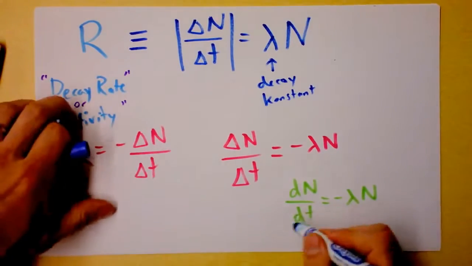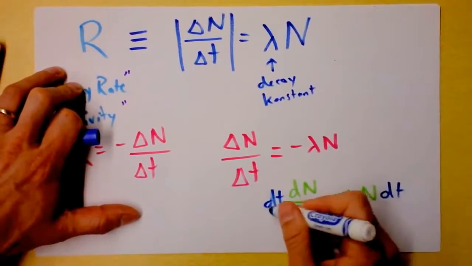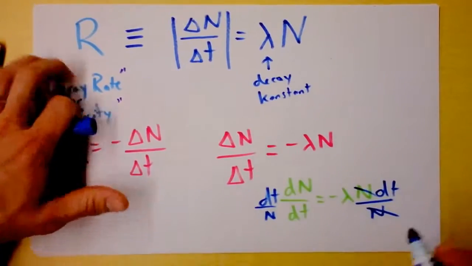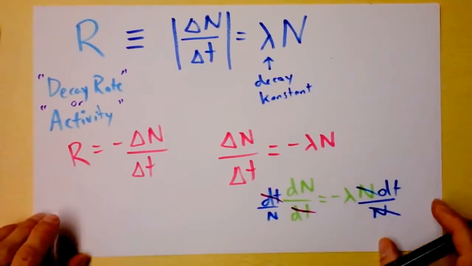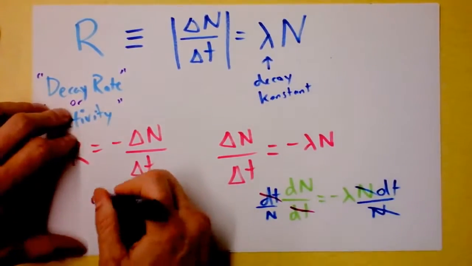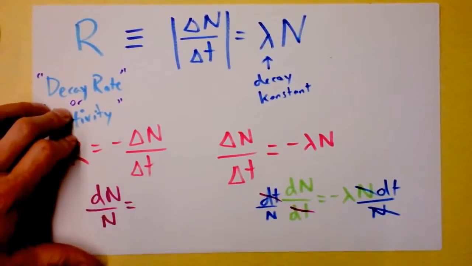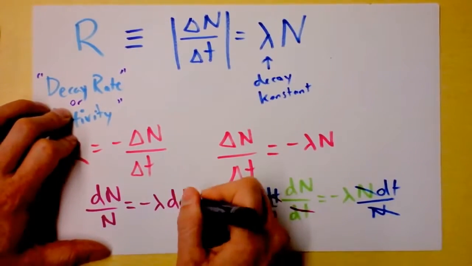Watch this. Did you catch what I was gonna do? I'm gonna multiply both sides by dt, and I'm gonna divide both sides by n. And so n's cancel out on this side. Sorry, I should use a different ink when I'm canceling things. And dt cancels out on that side. And I find the following equation: dn divided by n is equal to, oh man, it's negative lambda times dt.